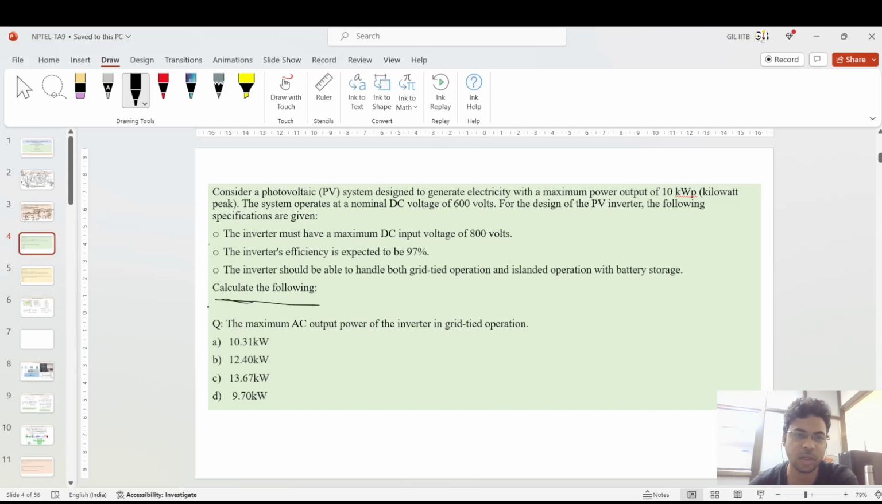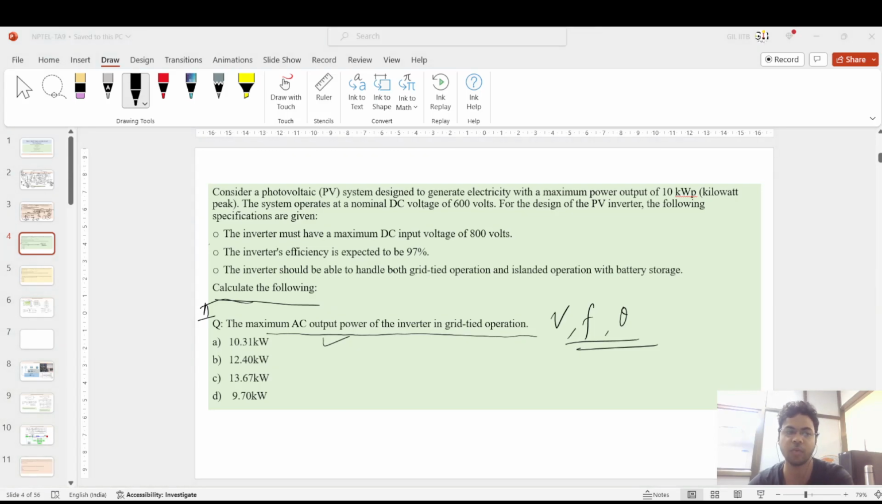Coming to the second problem, it is the second part of the same statement-based question: the maximum AC output power of the inverter in grid-tied operation. It is operating in grid-tied operation, maintaining the voltage, the frequency and theta as constant, and you have to tell me the maximum AC power that the inverter can deliver based upon this question.